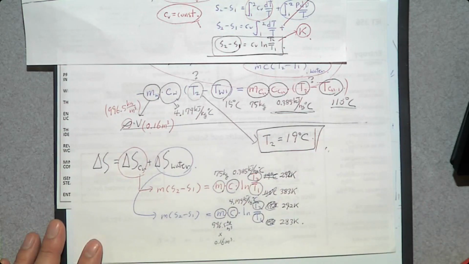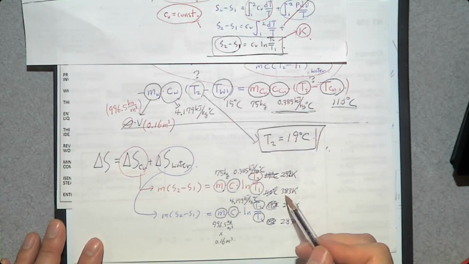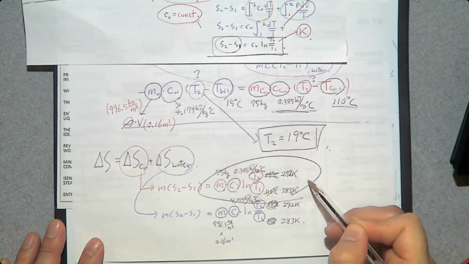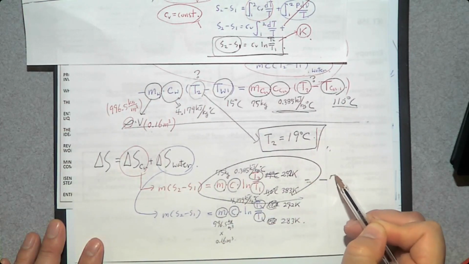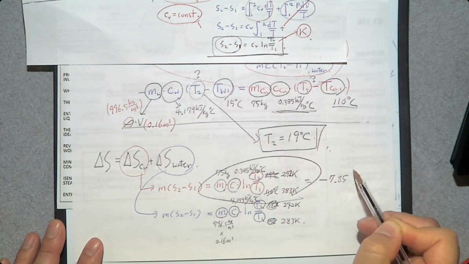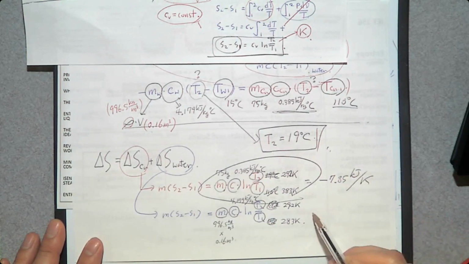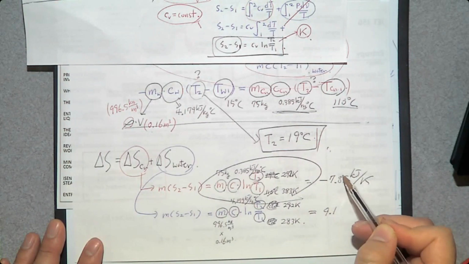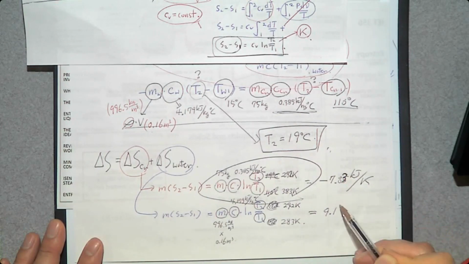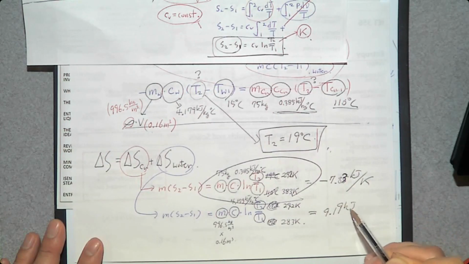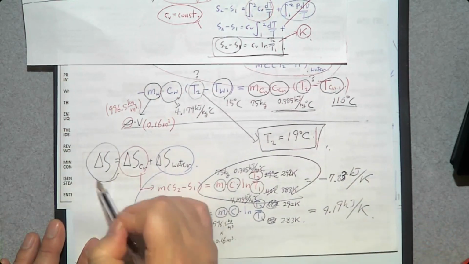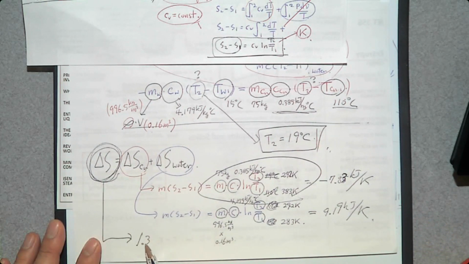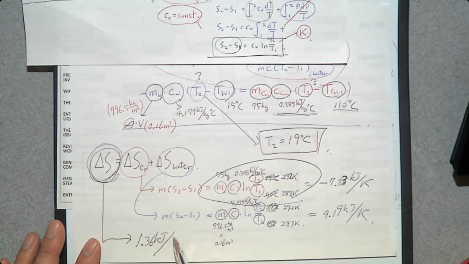So if you do the calculation, you get this one to be minus 7.85 kilojoule per Kelvin. This one is 9.19 kilojoule per Kelvin. So what is the sum of these two? You get 1.36 kilojoule per Kelvin.